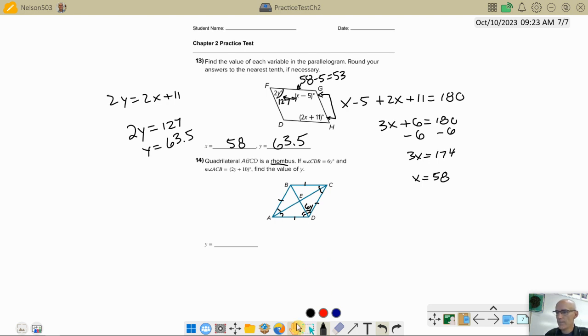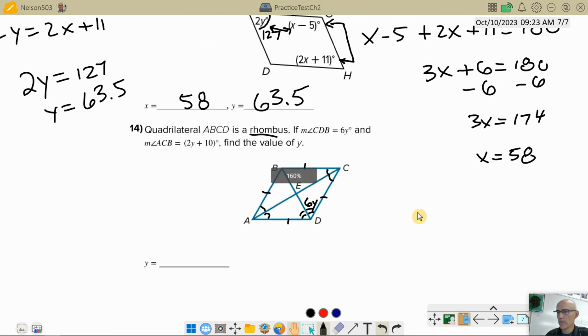I'm going to try and zoom in on this. So 6y. The diagonals are right angles to each other, right? So they're perpendicular to each other. They also tell me ACB. They tell me this one right here is 2y plus 10, but I think I'm going to put it right in here. 2y plus 10, because these two are equal to each other, all right?